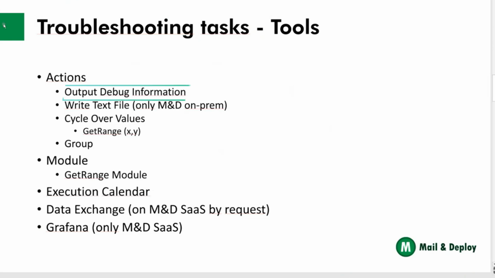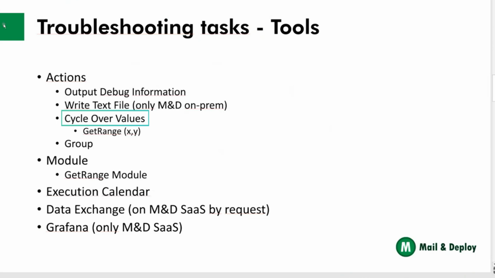First up is the Output Debug Information feature. This allows you to capture detailed logs of your tasks during execution. Then we have the Write Text File option, which is the previous version of Output Debug Information, available only for the on-premise version. You can use this feature to either debug your tasks or create an auditing file that documents everything. Next is the Cycle of Values.